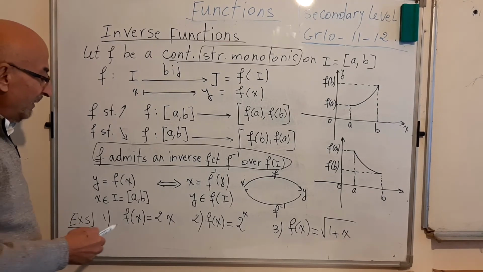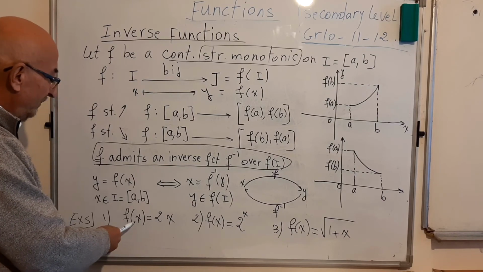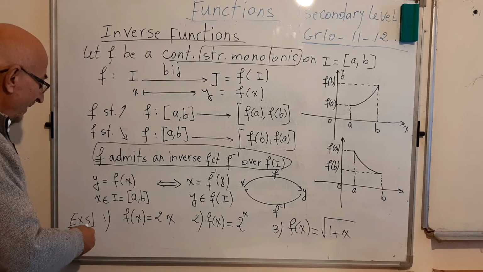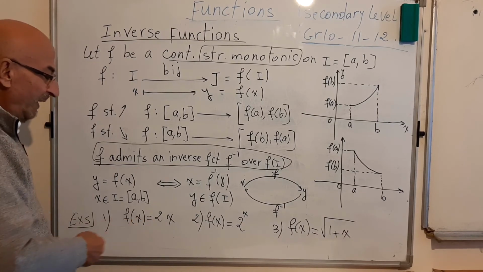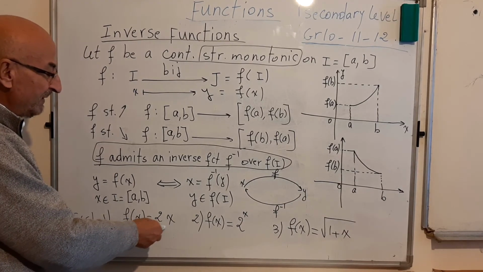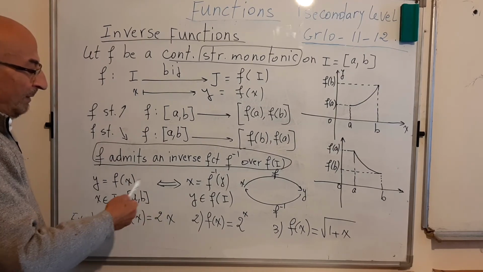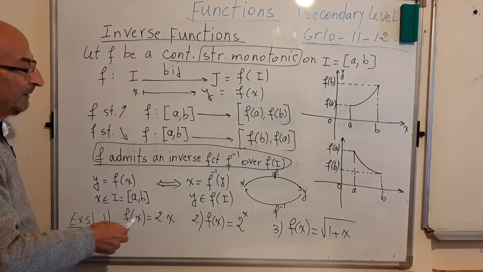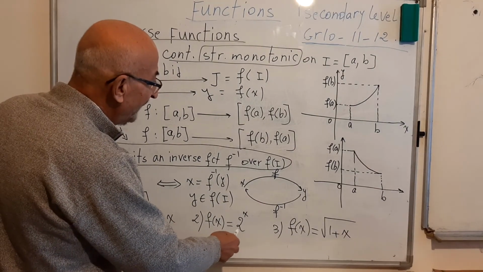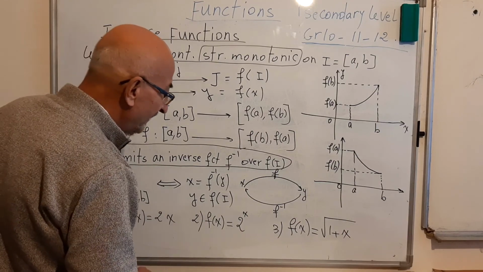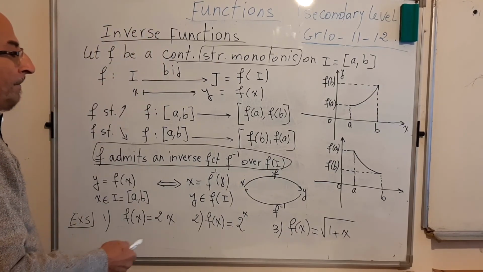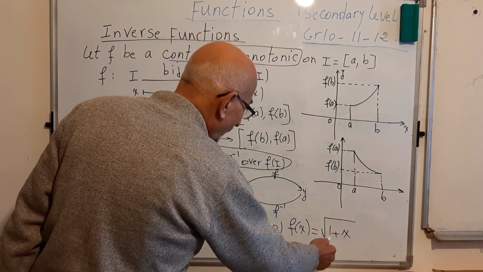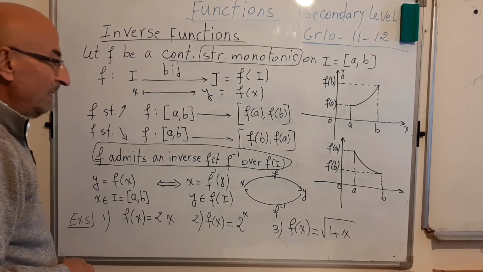For the next time, we study 3 examples. 1, f of x equals x. The image is a straight line. We must prove the inverse function. 2, f of x equals 2 power x. And 3, f of x equals radical 1 plus x.